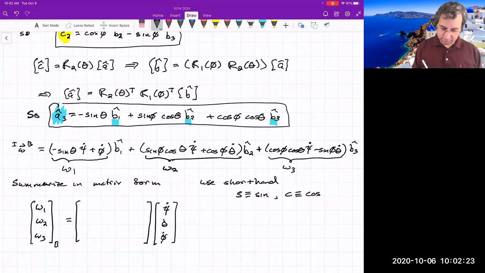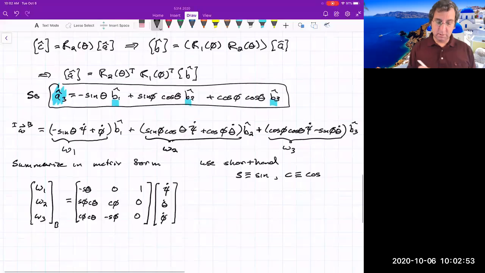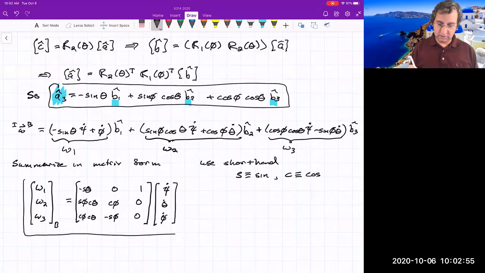And what's in here? Negative sine theta, 0, 1. And then we've got sine phi, cosine theta. And then this middle entry here in the center, cosine phi, 0. This is cosine phi, cosine theta, negative sine phi, and then this is also 0. Voila, we've got a matrix. Remember, this is a matrix.